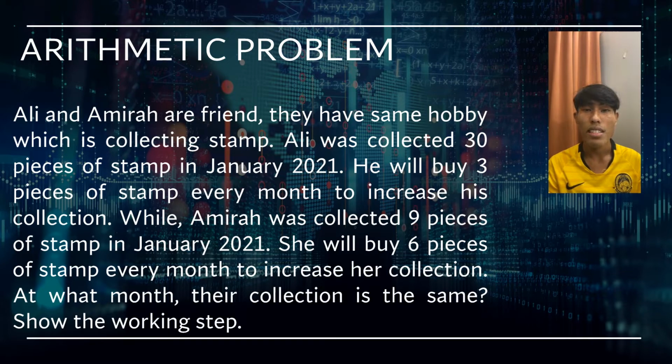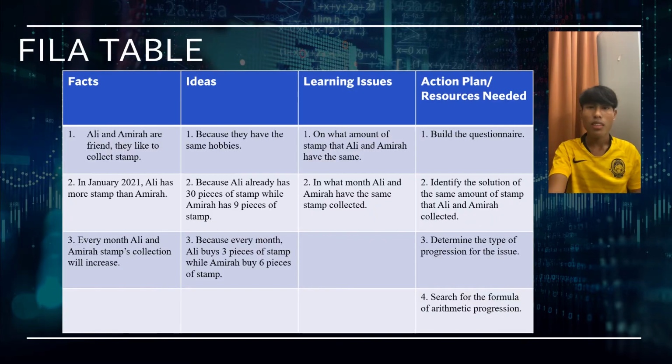Okay, for the first case, Ali and Amira are friends. They have the same hobby, which is collecting stamps. Ali collected 30 pieces of stamp in January 2021 and he will buy 3 pieces of stamp every month to increase his collection. While Amira collected 9 pieces of stamp in January 2021, she will buy 6 pieces of stamp every month to increase her collection. At what month is their collection the same? Okay, that is the problem for our case today.